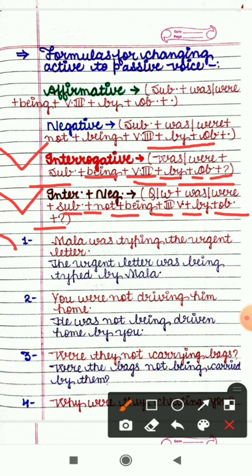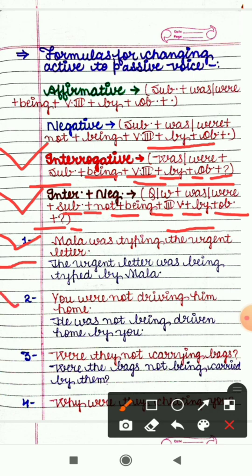First sentence is: Mala was typing the urgent letter. So here the subject is Mala, and what is the object? The object is the urgent letter. That means our new subject will be the urgent letter, which is singular, so we will use "was" with it. The urgent letter was being typed by Mala.